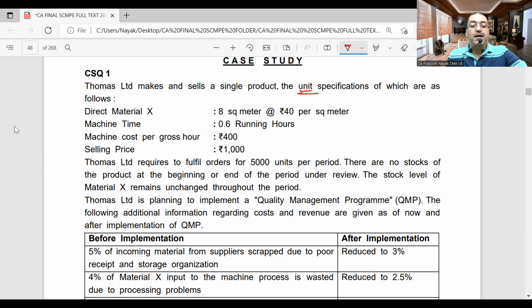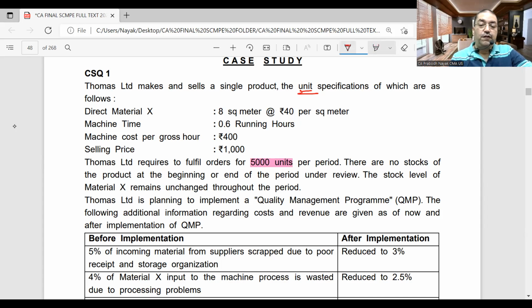Now, Commerce Limited requires to fulfill orders for 5,000 units per period. So, required output is 5,000 units. There are no stocks of the product at the beginning or end of the period under review. The entire production is sold. The stock level of material X remains unchanged throughout the period.